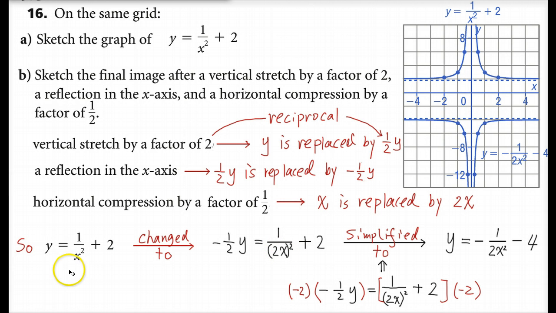Now just be careful when you have x squared. 2x is going to be the new x, so it should be squared as well. So don't just leave the 2 outside of the square. That's going to be wrong.